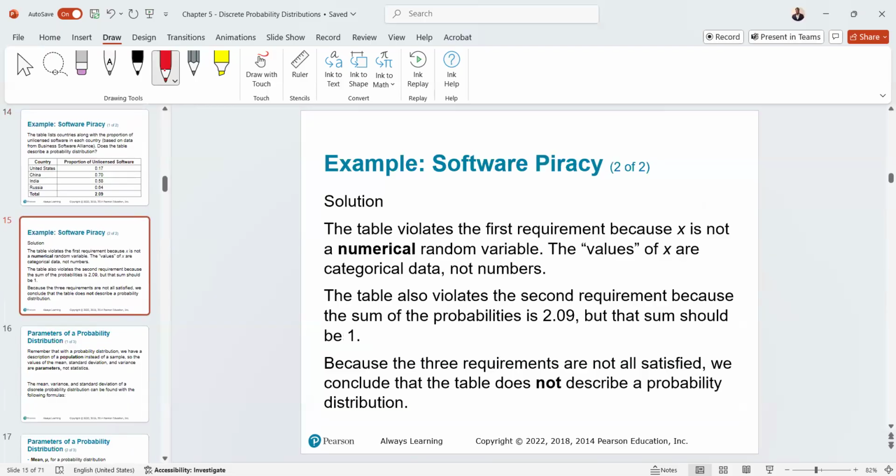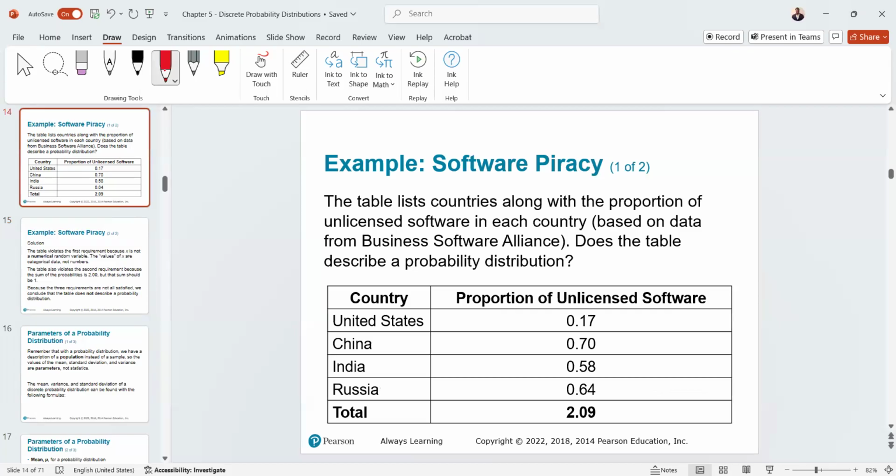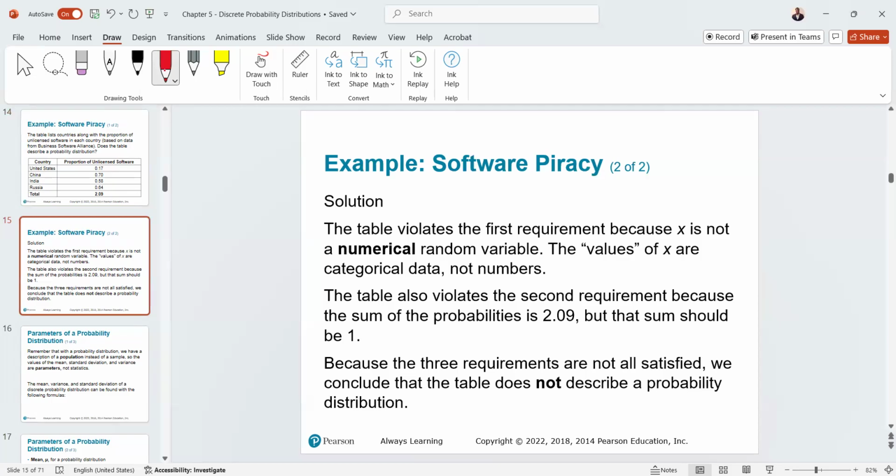The table violates the first requirement because X is not a numerical random variable. The values of X are categorical data, not numbers. The table also violates the second requirement because the sum of the probabilities is 2.09, and we know the total of all probabilities must be equal to 1, even though all the probabilities are between 0 and 1. When you add them all together, they add up to 2.09 instead of exactly 1. Because the 3 requirements are not all satisfied, we conclude that the table does not describe a probability distribution.